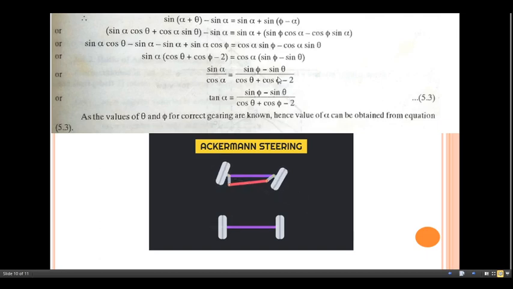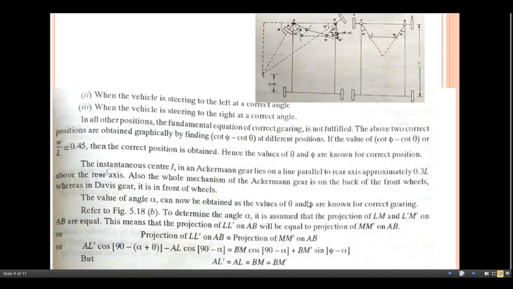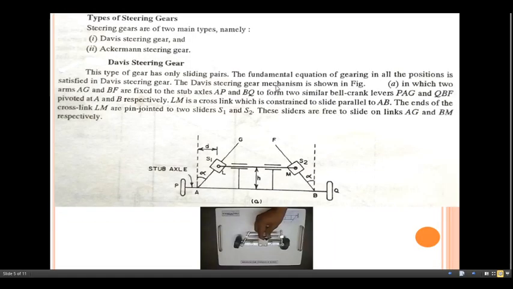So this is nothing but the analysis for the Ackermann steering gear mechanism. If you see this picture, that will make it clearer in more detail. Whatever the instantaneous center as per this animation, that instantaneous center actually passes through the axis of the back axle, but in actual practice this must be above the axis of the rear wheel, by this distance 0.3 into L.